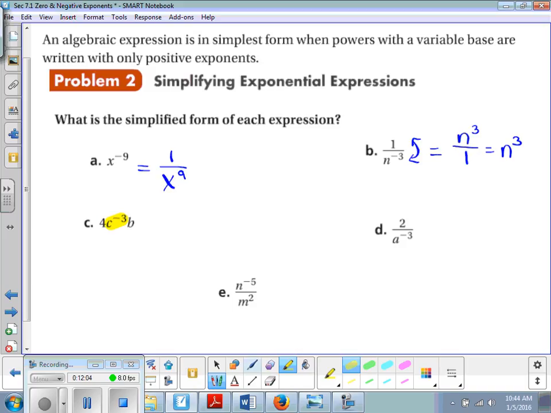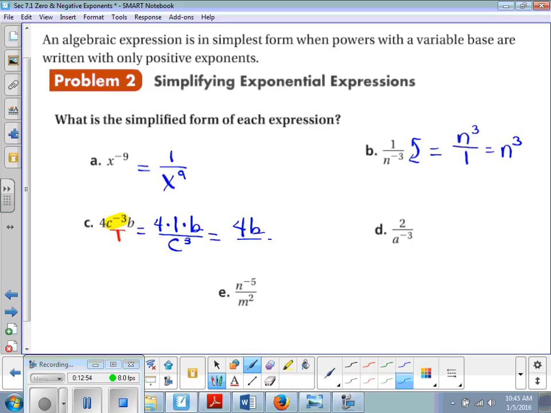So what I'm going to do is put that over 1. Okay? So when I flip it, all I'm doing is bringing it down to the denominator, right? And then the 1 goes up to the numerator. Ever see that? So when we simplify this, we're going to get 4 times 1 times b over c to the third. Does everybody see that? What's 4 times 1 times b? 4b. It's 4b over c to the third.